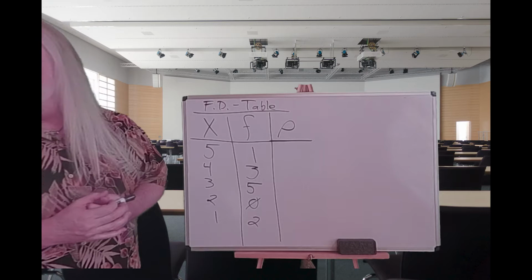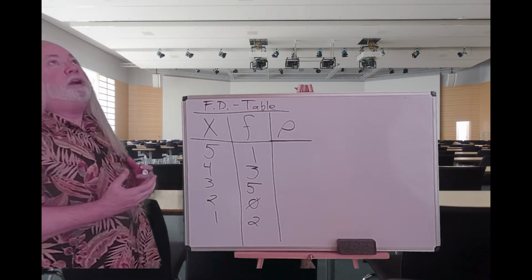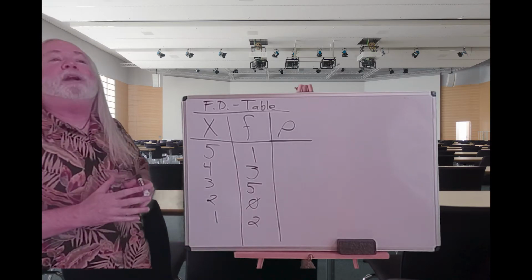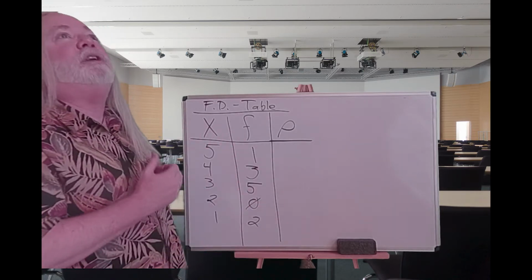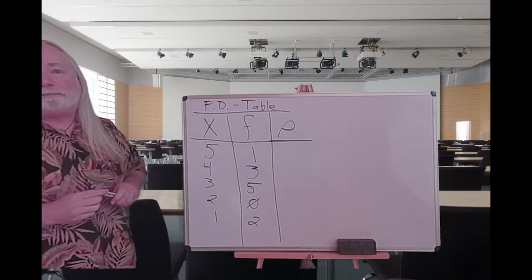I didn't say that very well, did I? What part of the data, what part of the total data is associated with each score? That's the word I keep missing. What part of the total data, what fraction of the total data is associated with each particular score?